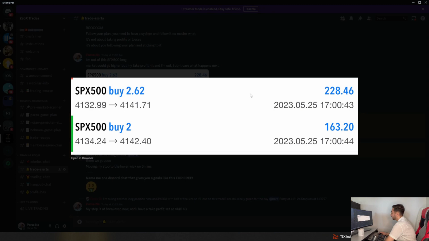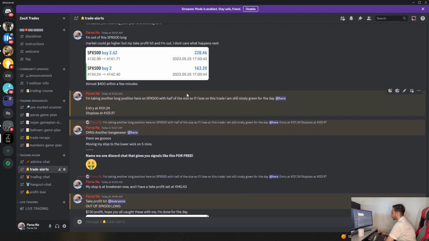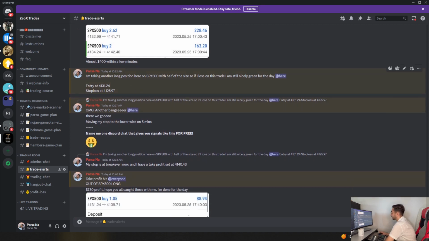And here's our profit. We made $228.50 on one of the positions, and on the other one we made $163. A total of almost $400 profit. It took less than 3-4 minutes. And then again at 10:22 a.m. we took another SPX 500 long position, again with entry at 41.31 because it came back to the same spot, and we had the stop loss at 41.25, 26. This one also was a 5-point stop loss for a 10-point move.